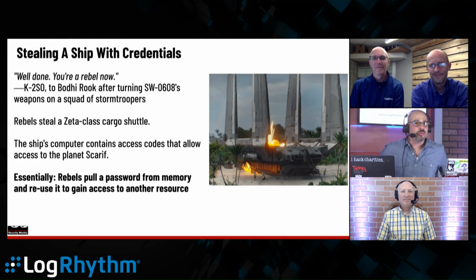Now, what I thought was interesting about it is that they're on this Empire ship and they need an access code, so they basically steal it from memory. And those listening, you kind of know where this is going. We all know tried and true methods for pulling passwords out of memory. And what was interesting to me was that the password was very valid in the movie. And they reused that password to gain access to another resource that they didn't have access to before, which is essentially lateral movement in the security context in a nutshell. So the planet they're going to is called Scarif.